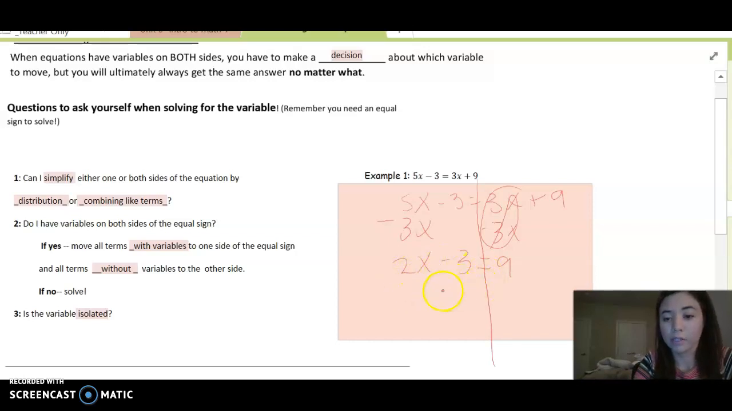We have 2x minus 3. We get rid of subtraction and addition first. So I'm going to add 3 to both sides, since the opposite of minus 3 is plus 3. Those cancel, and I get 2x equals 12. This is 2 times x, so I can divide both sides by 2, and I get x equals 6.